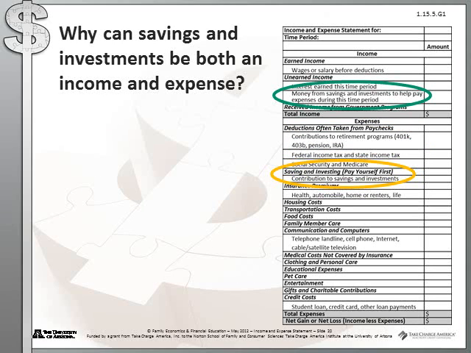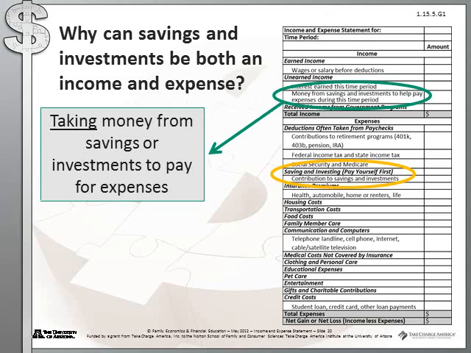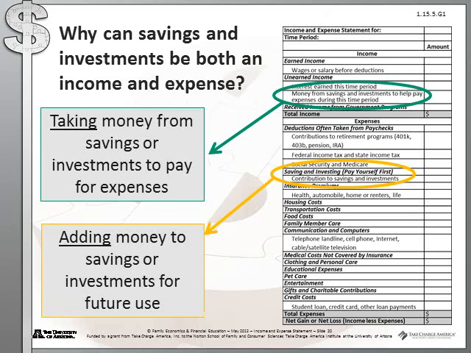Wait, we also have savings and investments in the income section of our worksheet. Are you wondering how savings and investments can be both an income and an expense? We count savings and investments as income when you use the money to pay for expenses. We count savings and investments as an expense when we are putting that money away for future use.